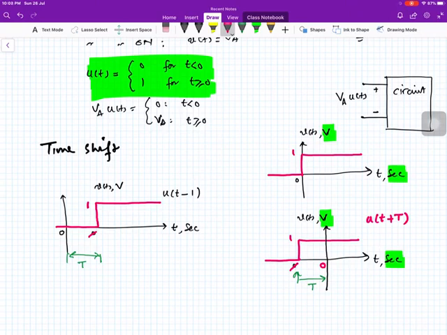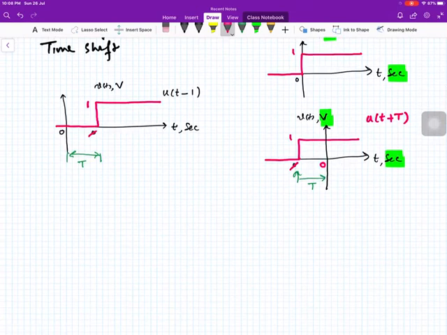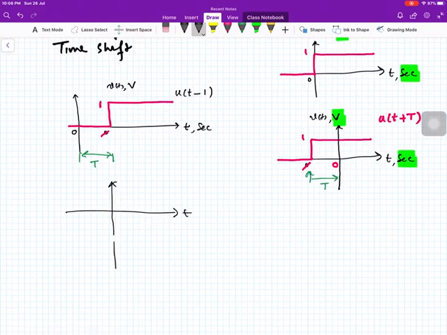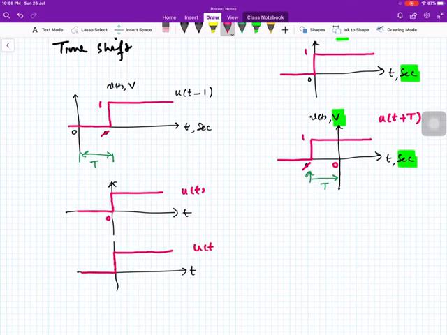Now with this time shift we can generate very interesting waveforms. Again, if we have a unit step function, I will draw two unit step functions and say this is u(t), as our origin is here, and again I will say this is again u(t). So both are unit step functions without any shift.